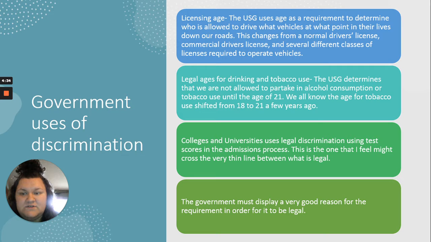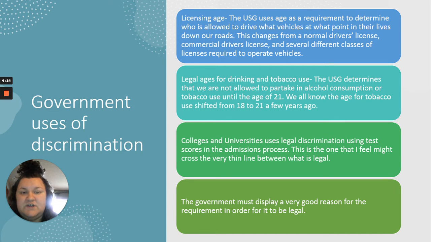So the government uses of discrimination are the licensing age. The United States government uses this as a requirement to determine who is allowed to drive what vehicles at certain points in their lives. This changes from the normal driver's license that we can get at 16, to a commercial driver's license, and several different classes of license which are required to operate different vehicles.